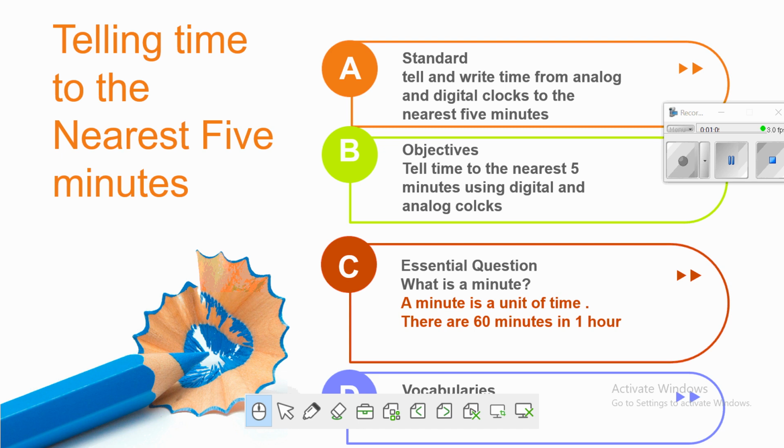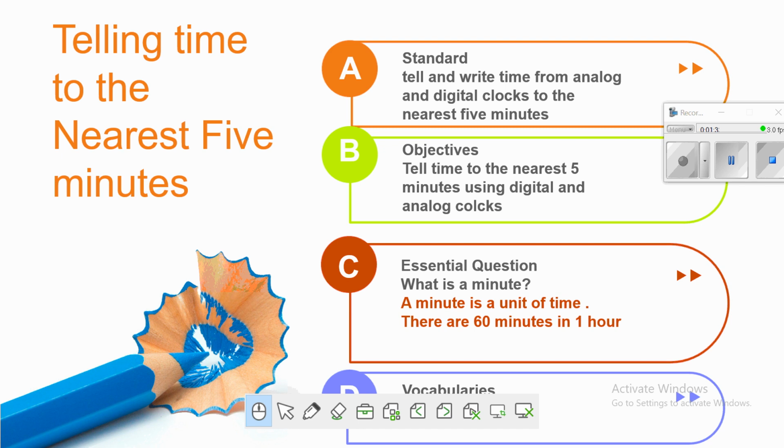Here are my objectives, your goals. After finishing this lesson, you can tell me the time to the nearest 5 minutes using both digital and analog clocks. Here is the essential question: what is a minute? Remember yourself. What is a minute?